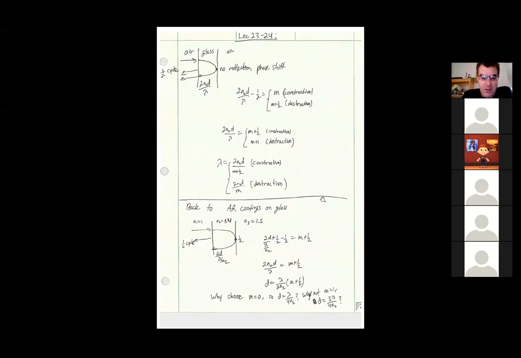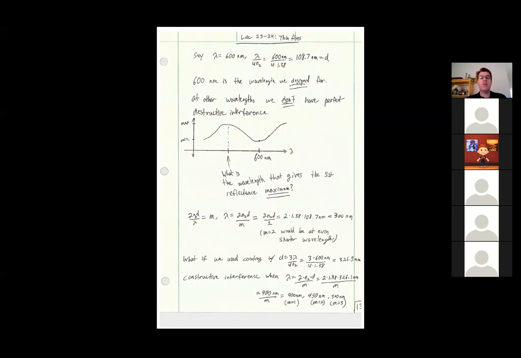All right. So back to anti-reflection coatings on glass. We derived all of our conditions here, and we get that the thickness should be lambda over 2n2 multiplied by m plus 1/2. And I keep saying that we should choose m equals 0, or I guess if this were m minus 1/2, we'd choose m equals 1. But either way, we want this thing in parentheses to be 1/2 so that the thickness is lambda over 4n2. And one thing we could ask is, why not 3 lambda over 4n2?